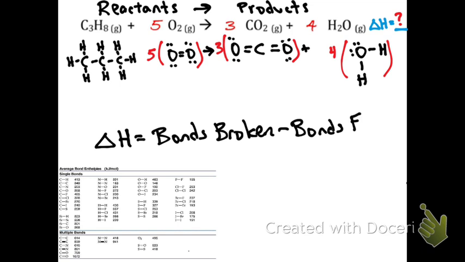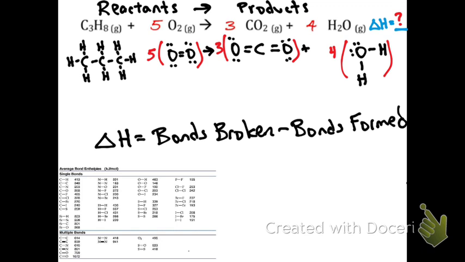And the reason we're subtracting the bonds formed is to make them negative, because that would represent the exothermic event of bonds being formed. Bonds being broken, we're going to leave positive because that's endothermic to break all those reactant bonds. So the bonds broken come from all the reactant bond energies.